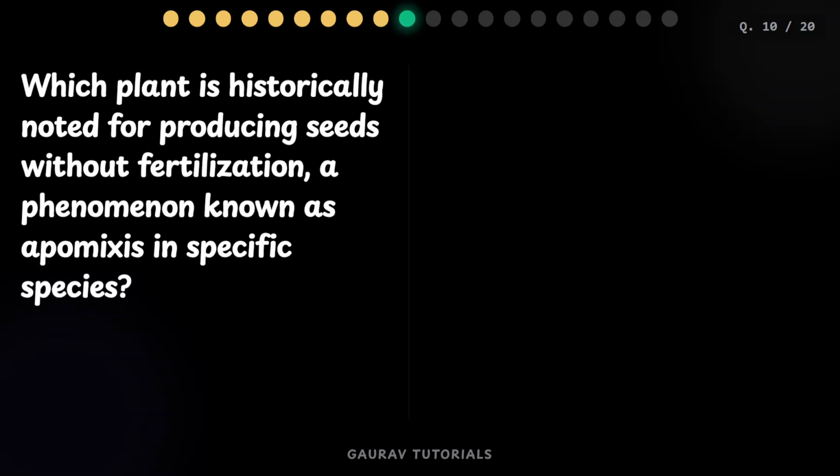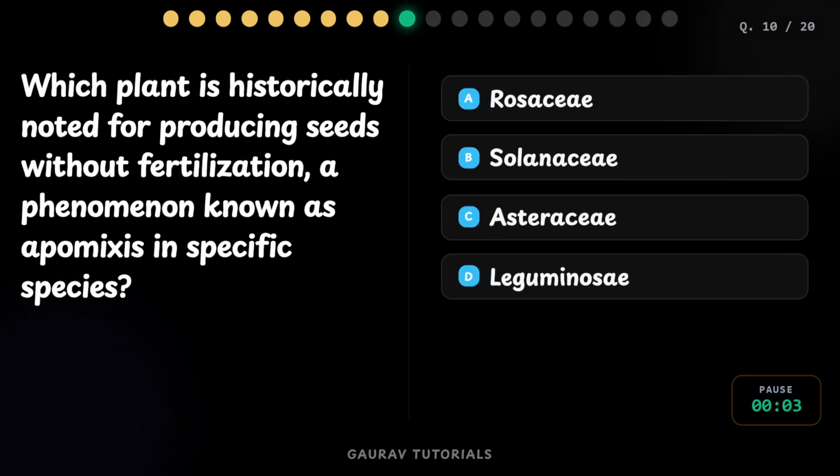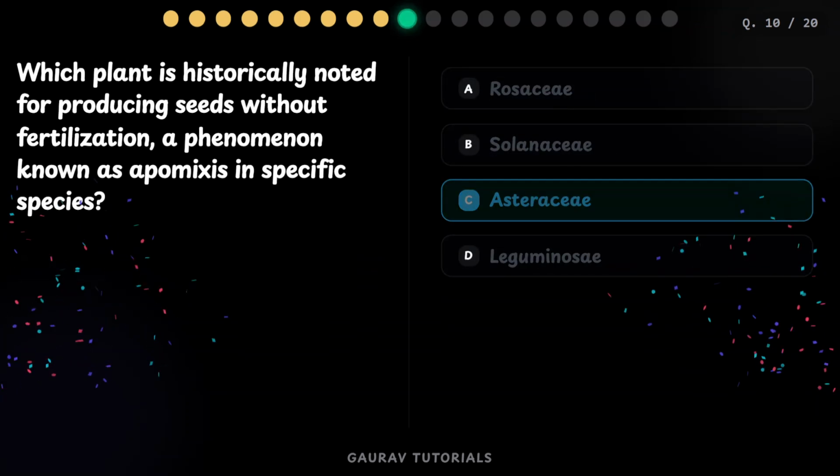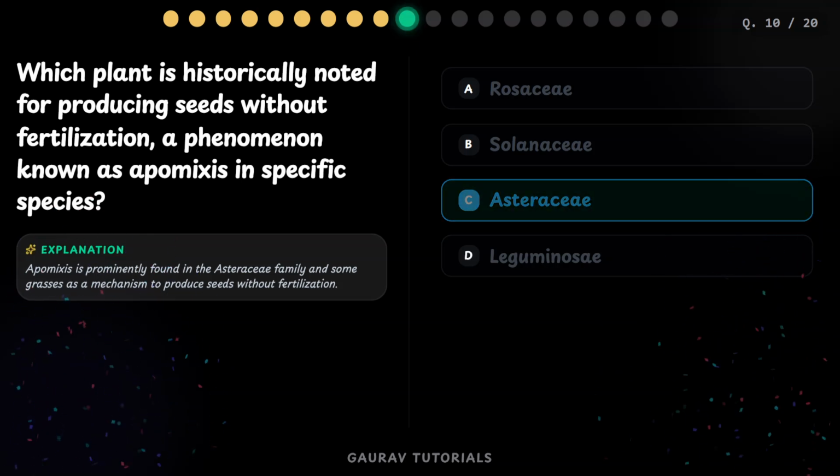Question 10. Which plant is historically noted to produce seeds without fertilization, a phenomenon known as apomixis in specific species? The options are and the correct answer is option C, Asteraceae. Apomixis is predominantly found in the Asteraceae family and some grasses as a mechanism to produce seeds without fertilization.